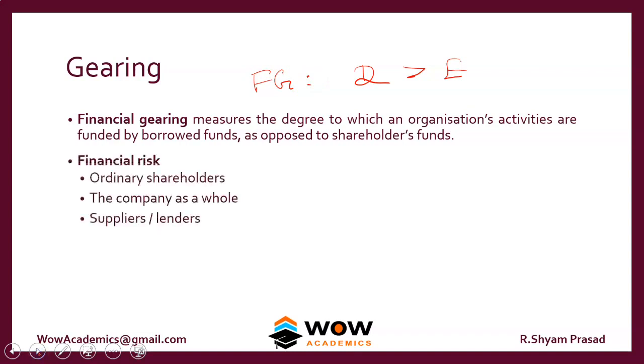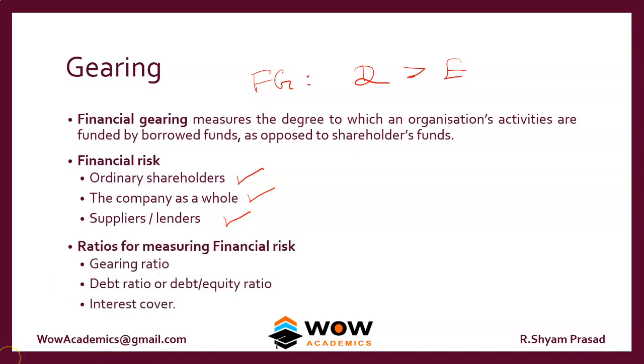So it creates a lot of financial risk for a company. Ordinary shareholders might feel it is risky because, as the company has more debt, the company as a whole has to pay a high amount of interest. For suppliers, they don't know when this company can become bankrupt, so they also feel risky. So financial gearing creates a lot of risk, and to find out the financial gearing risk we can use gearing ratios. We can do the debt equity ratio and the interest coverage ratio.